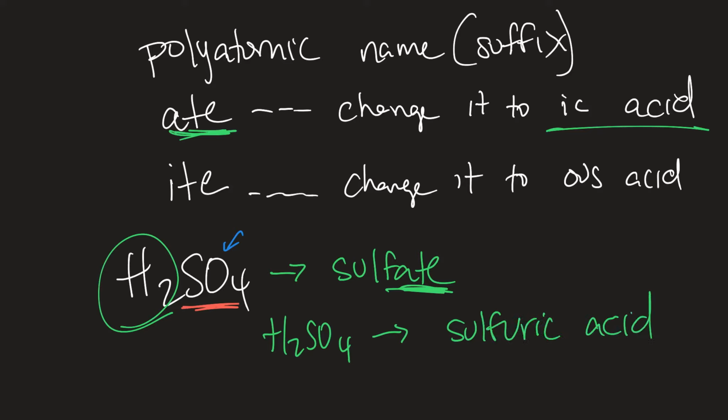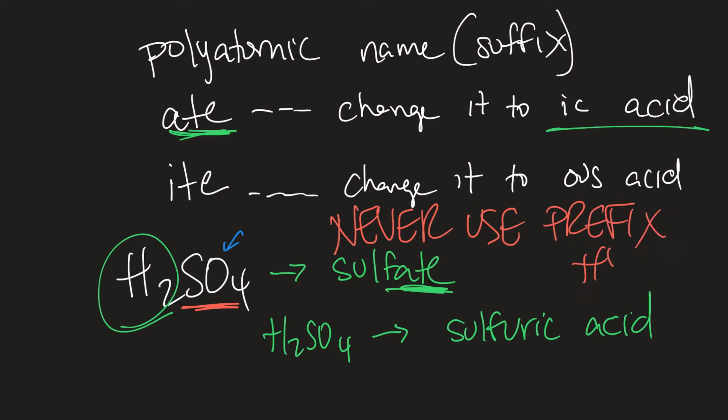Now, a couple of things I want you to notice here. One thing we never do with oxyacids is use the prefix hydro. You will never see hydro in the oxyacids. So if you see sulfuric acid, then you know you're dealing with an oxyacid, or you're using a polyatomic that has an oxygen in it. Let's go through a couple more examples.